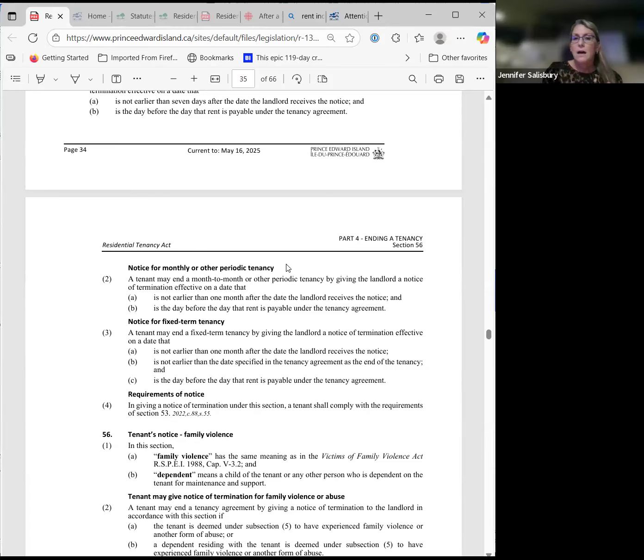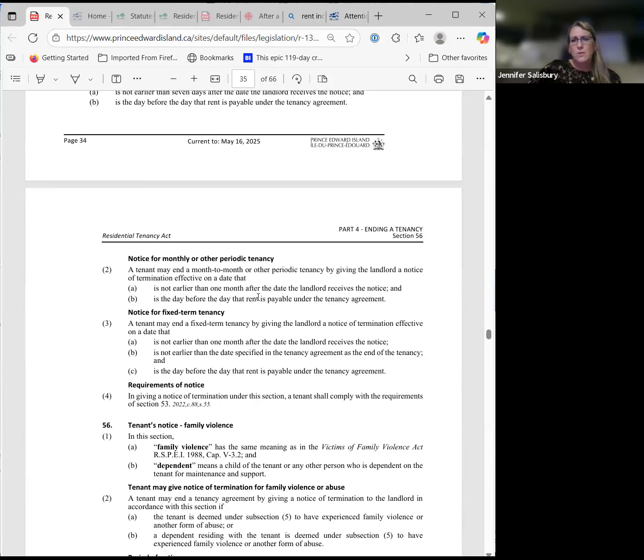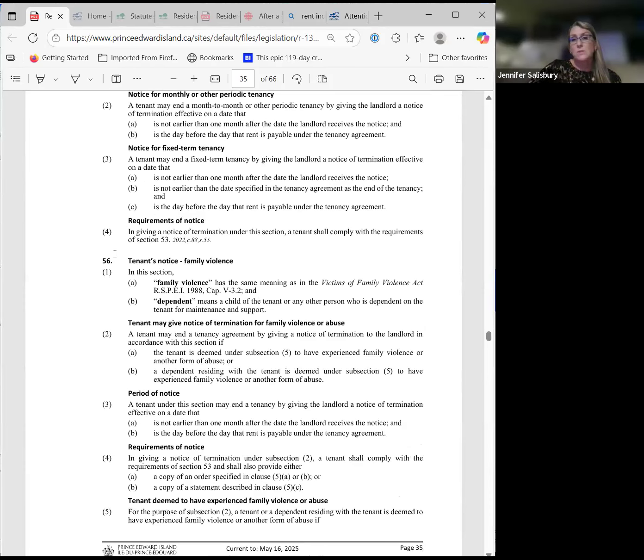Something like that. And let's see, for fixed term tenancy, a tenant may end a fixed term tenancy by giving the landlord notice of termination effective on that date. And it's the same thing. It looks like the proper notice is still one full calendar month. Okay, so then it talks about ways that tenants can end the tenancy due to safety issues.